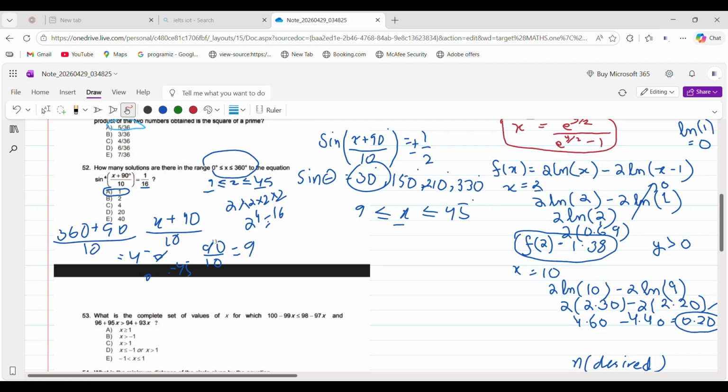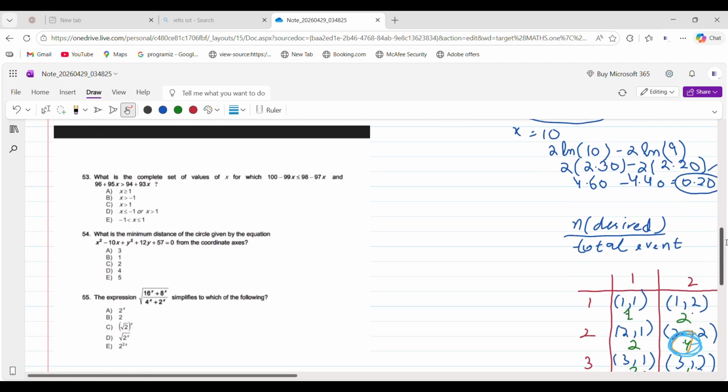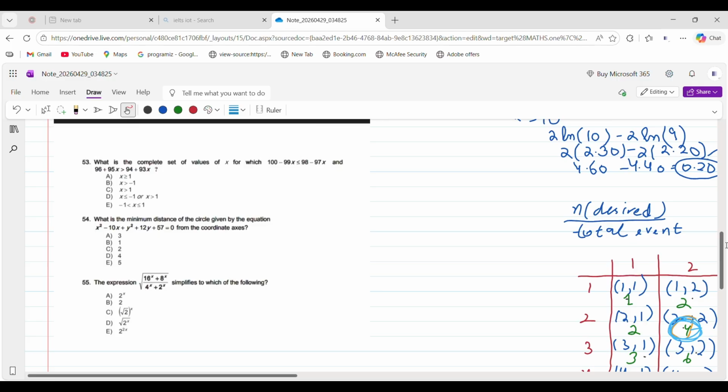Now let me remove this a bit so that we can go towards another question of ours. So 53rd question now. The 53rd question is very basic. It's not rocket science at all. Basically, what is the complete set of values of x for which 100 minus, we are basically given two inequalities and we have to find the complete set of values.